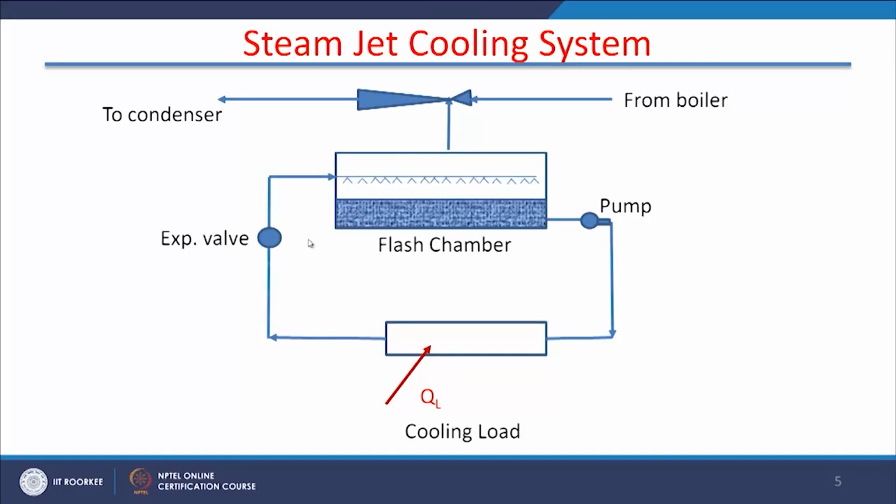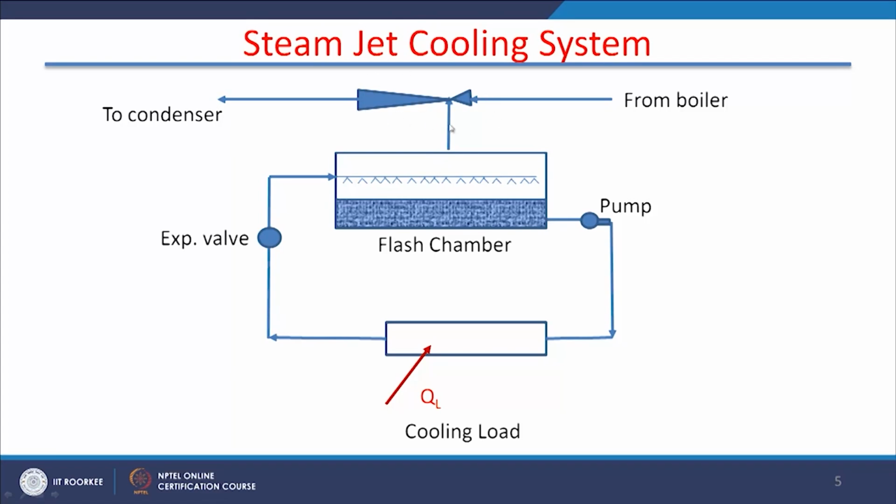There is another type of cooling system which is totally environmentally safe, that is the steam jet cooling system. In the steam jet cooling system, water is used as a refrigerant and chilled water is circulated in the evaporator. The water cooling is done in a flash chamber, where the water is evaporated. In order to evaporate water, vacuum has to be created inside the flash chamber, and for creating vacuum a steam ejector is used.